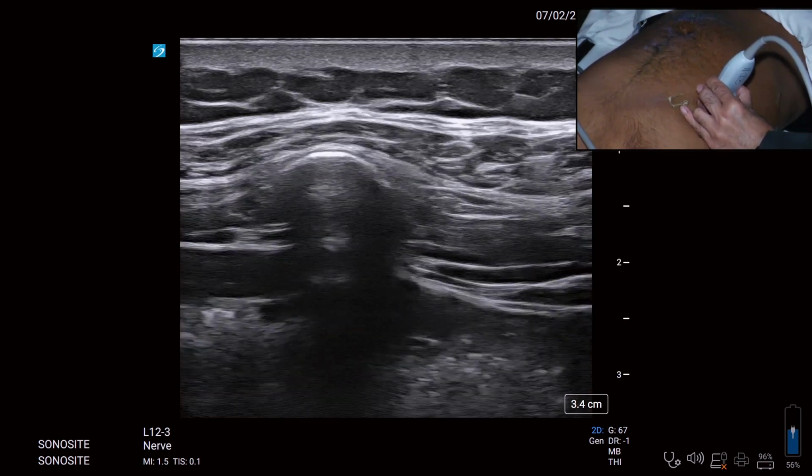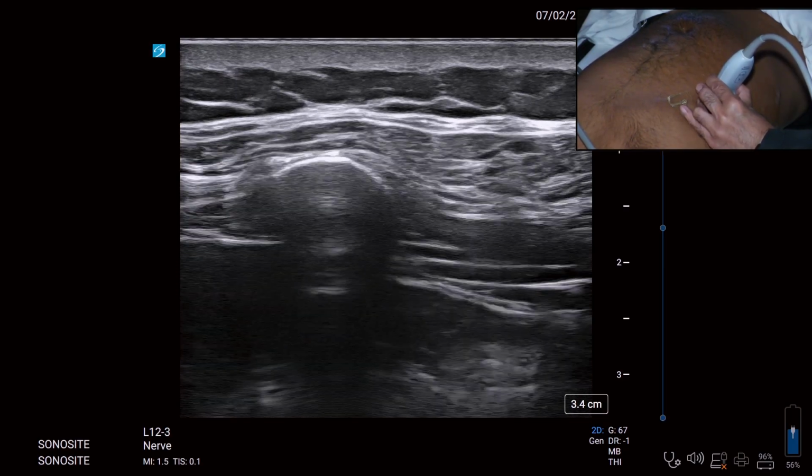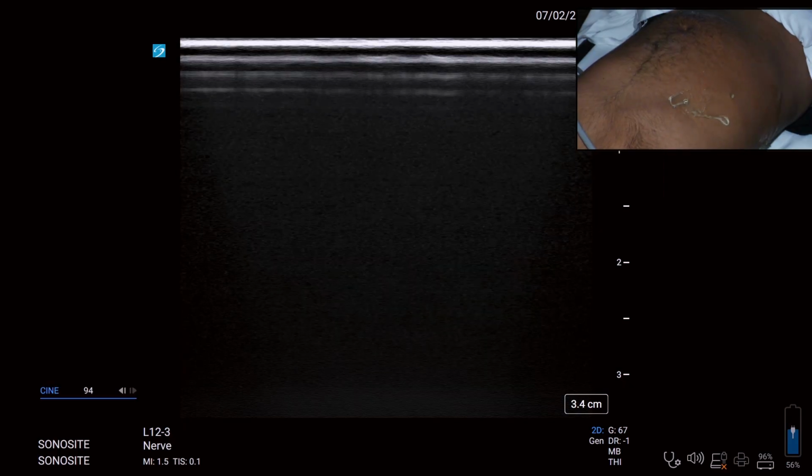So my dear friends, EOI is done approximately at the 6th, 7th, 8th rib level. They are ready with the live session. Let us do it again after a little while.